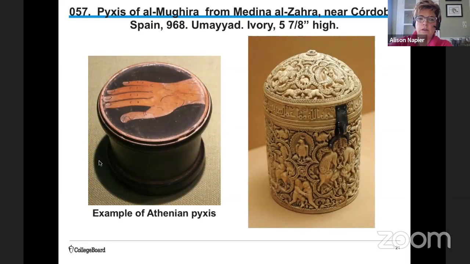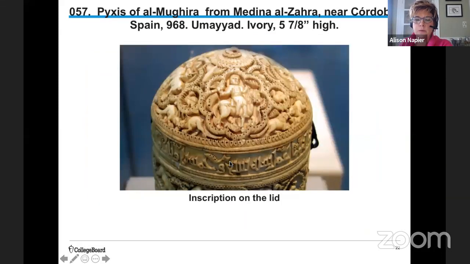And a pyxis is not a new type of object. They have been around for quite some time. The Athenians made them out of wood and ceramic. As we turn our attention to this one in particular, maybe looking a little bit at the inscription on the lid, you can see the use of calligraphy here as a design element, which is really important.